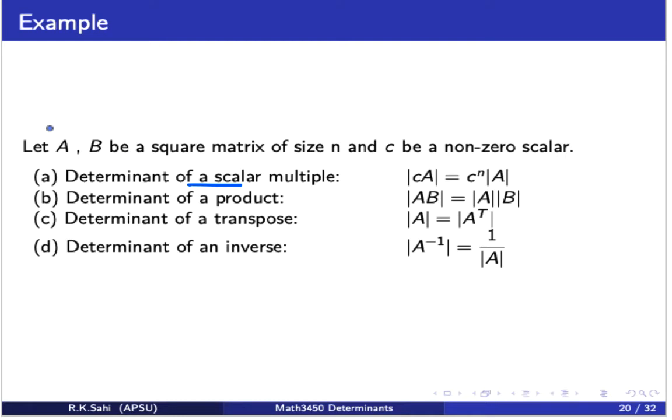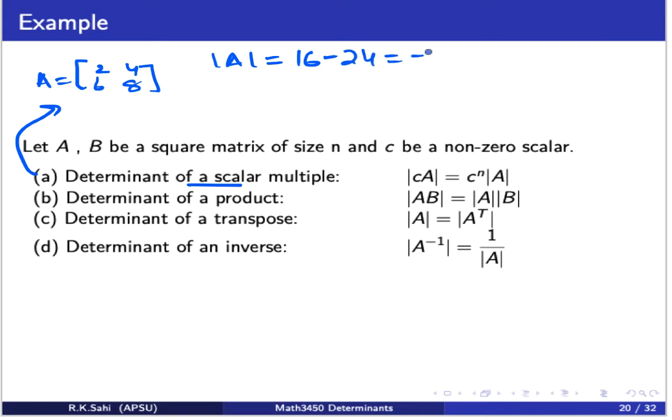I'm going to take a very simple example for you guys. Suppose I have this matrix 2, 4, 6, and 8. Now I want to find the determinant of this matrix. I will just show you here. The determinant is 16 minus 24. The answer is negative 8. It's a simple one.